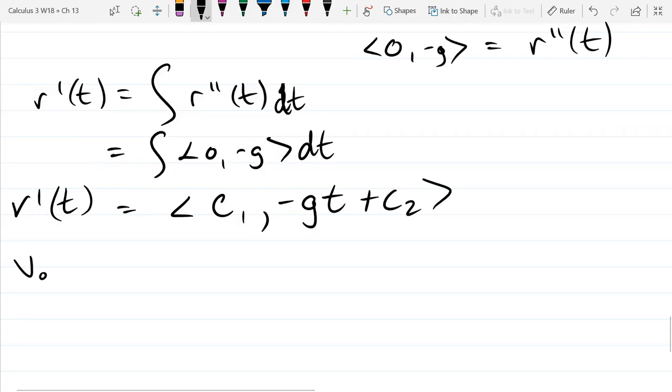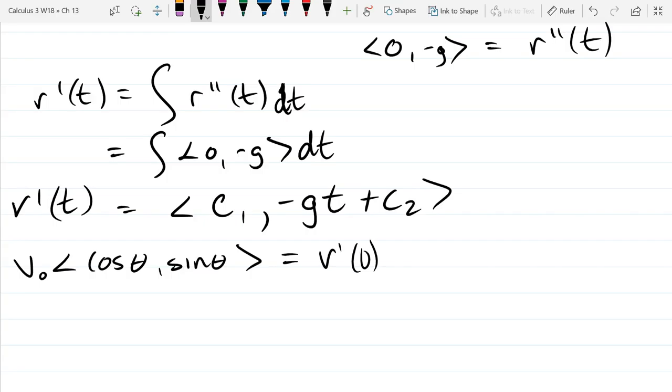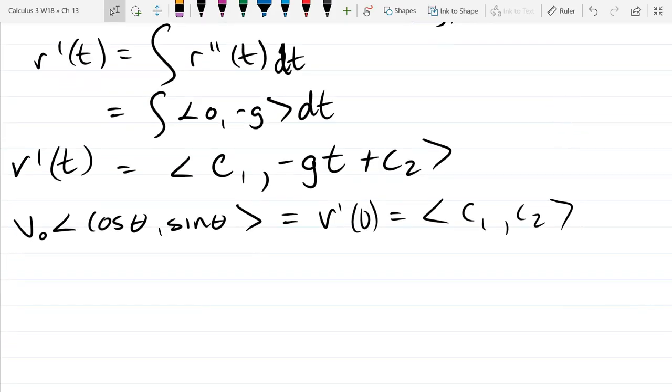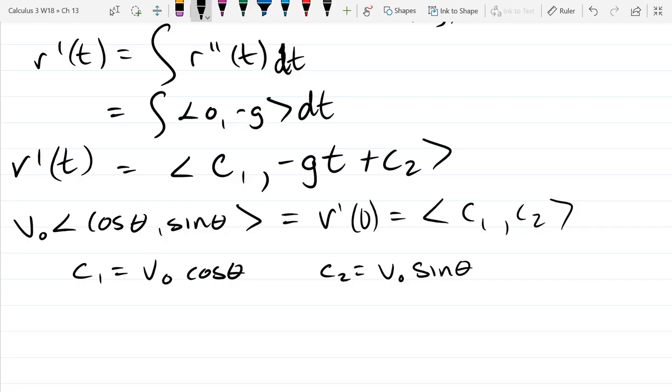So we had v0 times cos theta, sine theta equals, now remember this was r prime of 0, not r prime of t. So this is not the velocity at any time, this is the velocity specifically at 0 seconds. So I'm plugging in 0 for t. So we can write c1 and c2. So c1 equals v0 cos theta, c2 equals v0 sine theta.